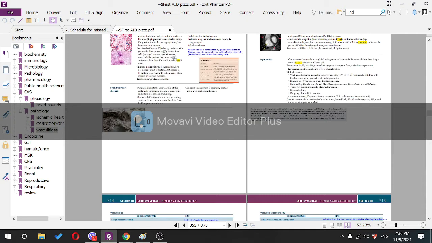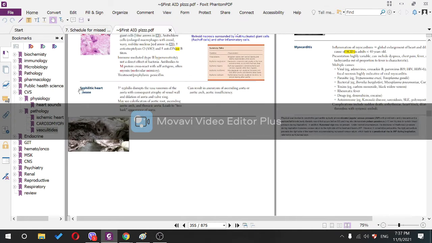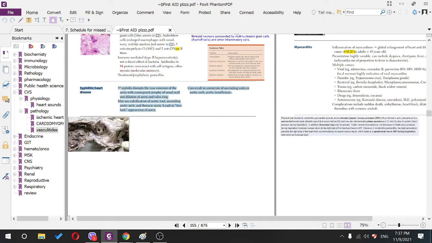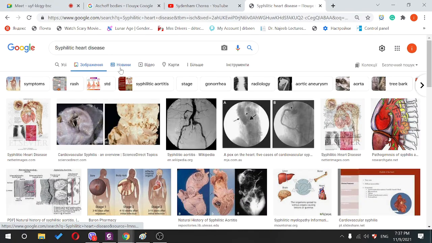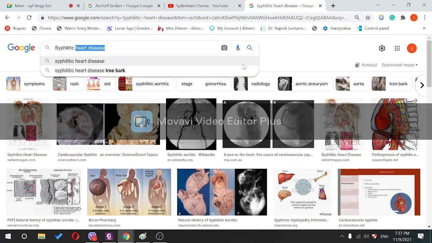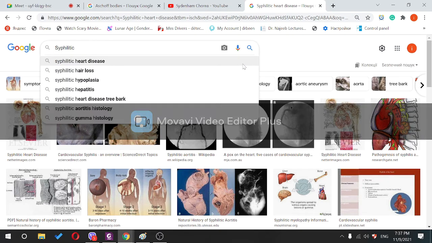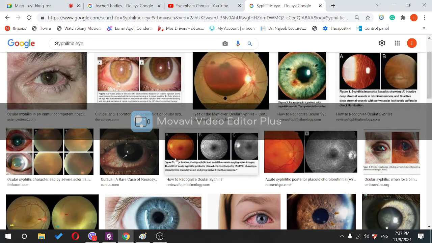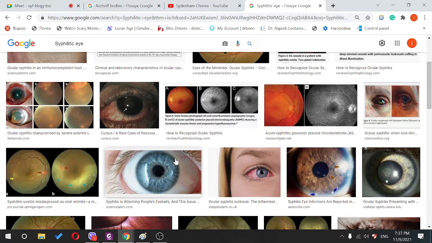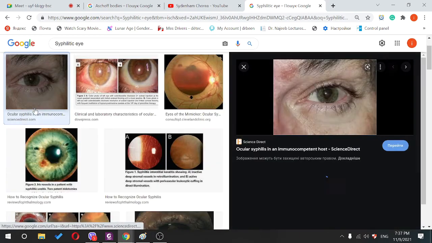Let me give it a moment. One more thing about syphilis, guys. Syphilis can lead to problems in the CNS as well. A few things you must know about syphilis. First of all, the eyes. Does somebody know what happens to people who have syphilis with their eyes? Look, what happens to the people with syphilis in their eyes?